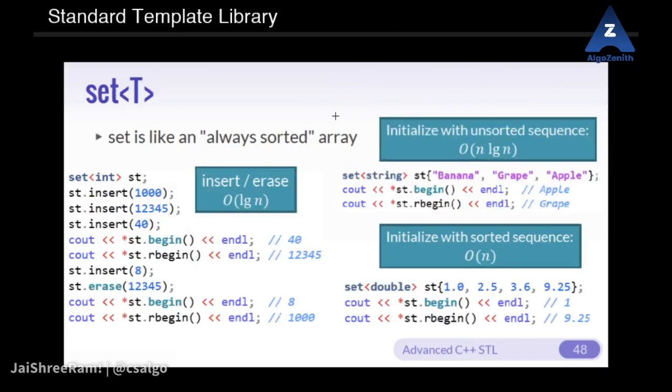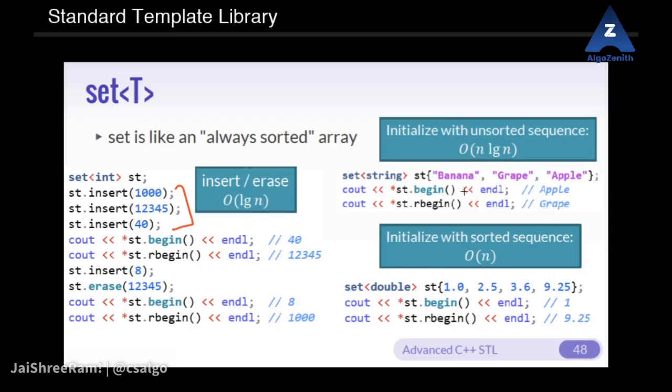So let's now talk about sets. A set is like an always sorted array. So you put in values 1000, 1 2 3 4 5, 40, and if you find the first element, it's 40. It's always sorted. What's the last element? 1 2 3 4 5. So it keeps these things in sorted form. Okay, if you insert 8 and erase the last element, 1 2 3 4 5, and you find the first element, it's the smallest element, that is 8. If you find the last element, that's the largest element, that is 1000, because you have removed the other one, right?